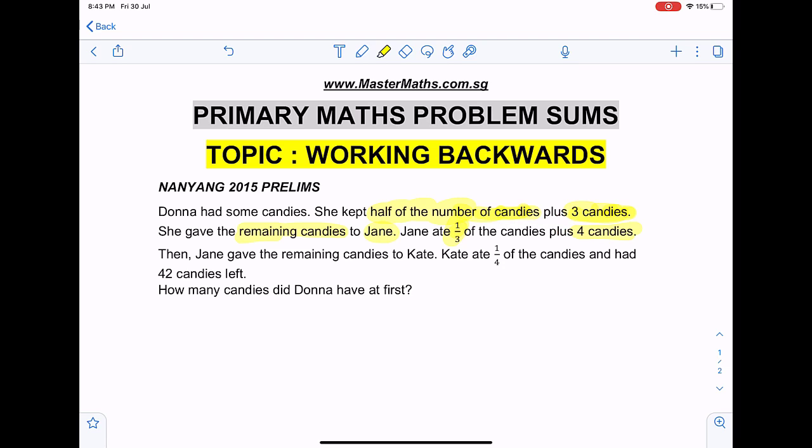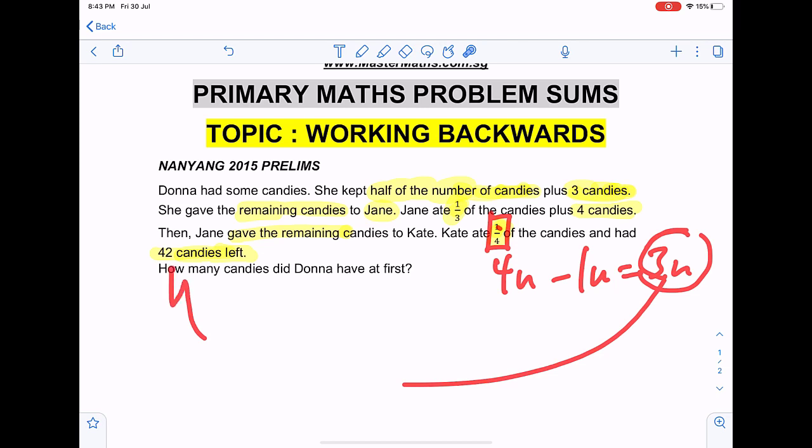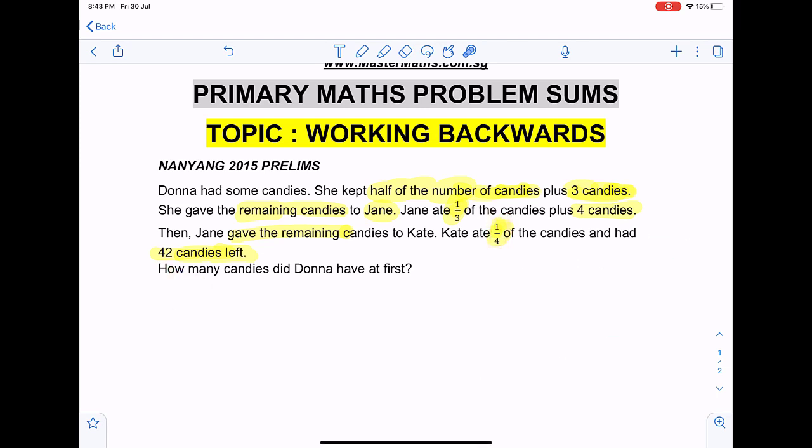Alright. Then Jane gave the remaining candies to Kate. Kate ate 1/4 of the candies and had 42 candies left. Now you see, for Kate, we know that she ate 1 out of 4. So if she had 4 units, you minus that 1 unit that she ate. For Kate, immediately we know these 3 units has a value of 42 candies. That will help you solve this question as we discuss. Question is this: how many candies did Donna have at first?